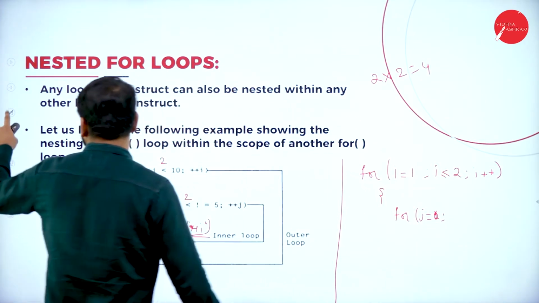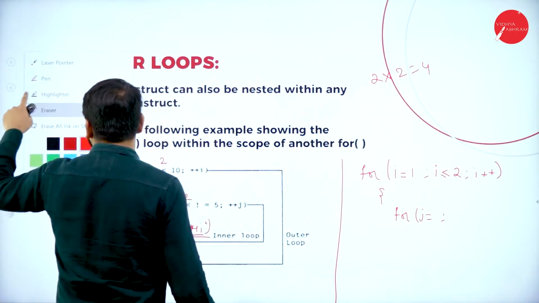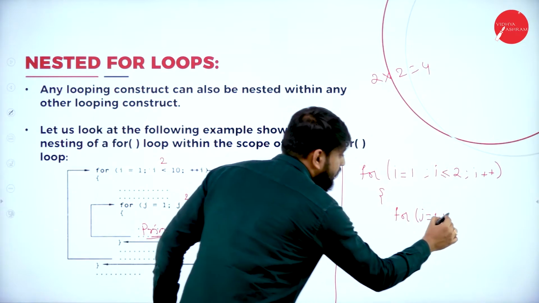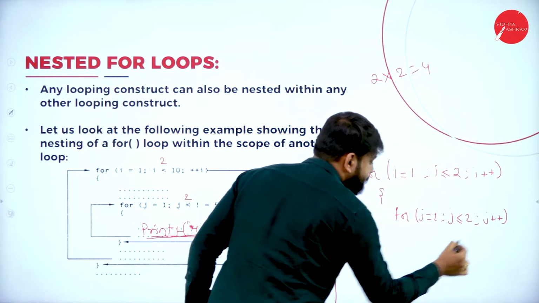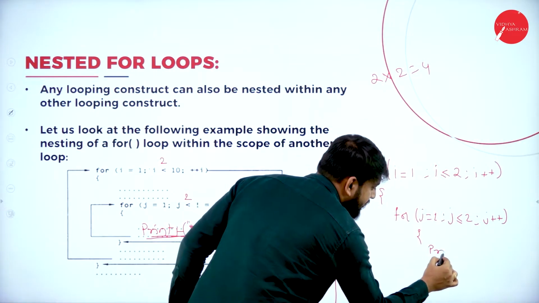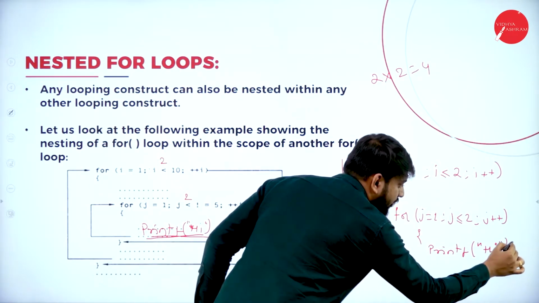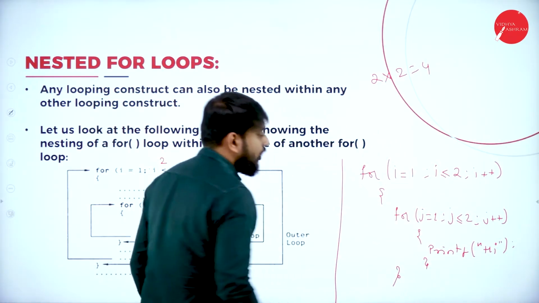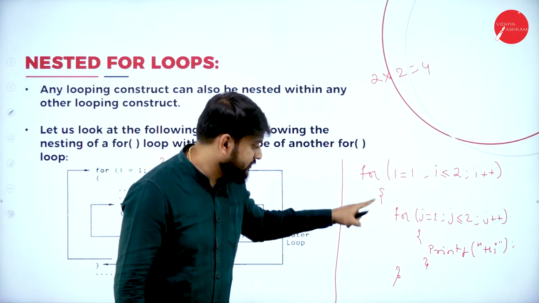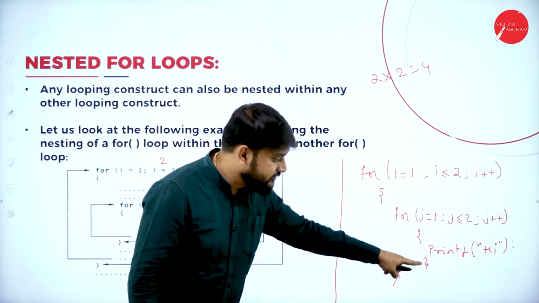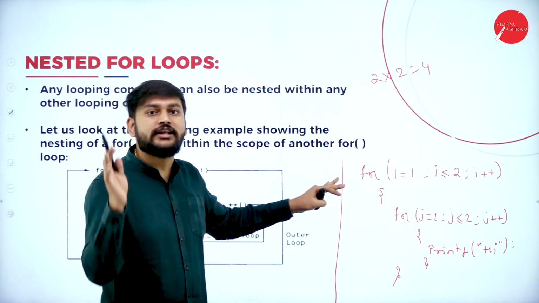Let me take the same thing so that you will understand it very clearly. j is less than or equal to 2, j plus plus. Here I have printf. Observe this carefully. I will close it: this is the open curly bracket, this is the closing curly bracket for the inner loop, and this is the closing curly bracket for the outer loop. Fine. So now how exactly is this working? Let's understand the nested loop.